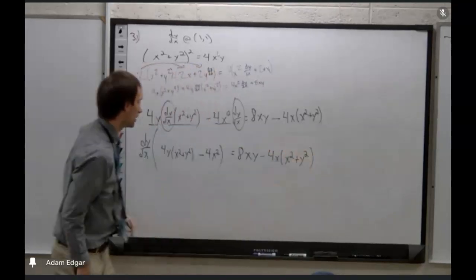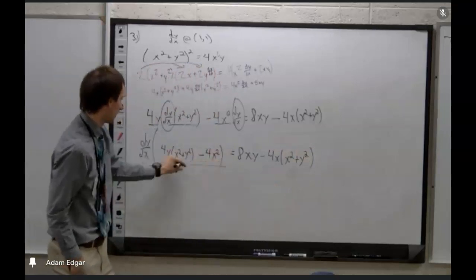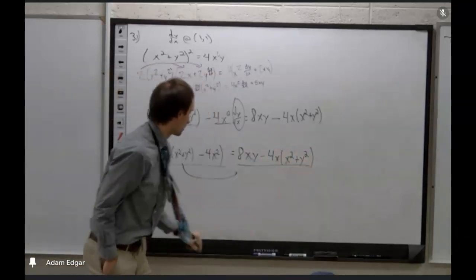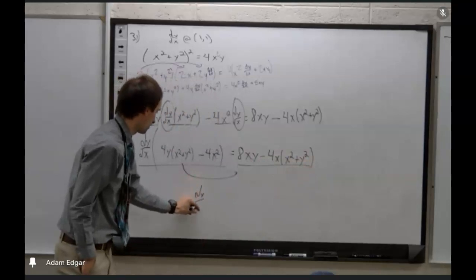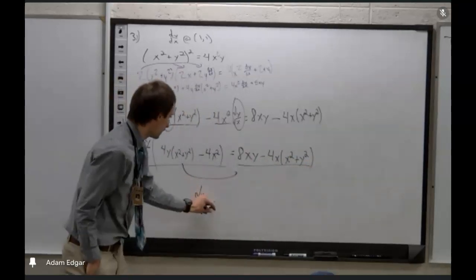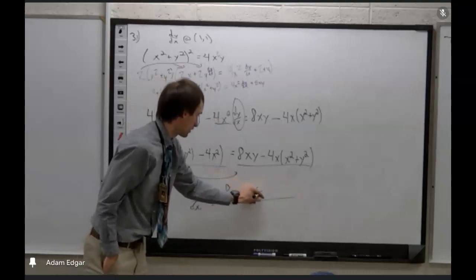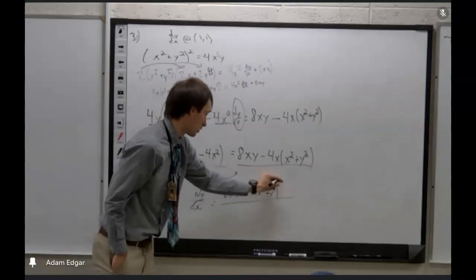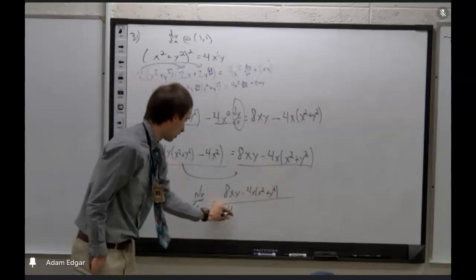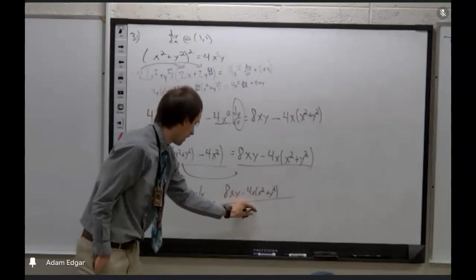And then you can finish this off by dividing this mess over here. You end up with dy dx equals 8xy minus 4x quantity x squared plus y squared, which might be raised to another power, over 4y quantity x squared plus y squared minus 4x squared.